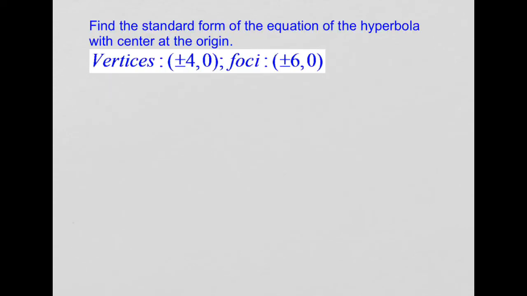Now we're going to find the standard form of the equation of the hyperbola with the center at the origin. Well, if the center's at the origin, and we see our vertices are plus or minus 4, 0, and our foci are plus or minus 6, we already know what A and C are, and we need to find B. So we've got A squared, which is 16, plus B squared, which is equal to C squared, which is 36. So that makes B squared equal to 20. Okay, we really don't need to find B because B squared is what we use in our equation.